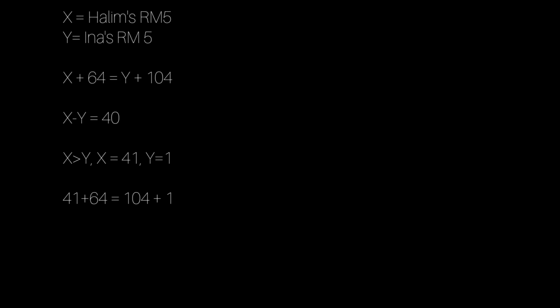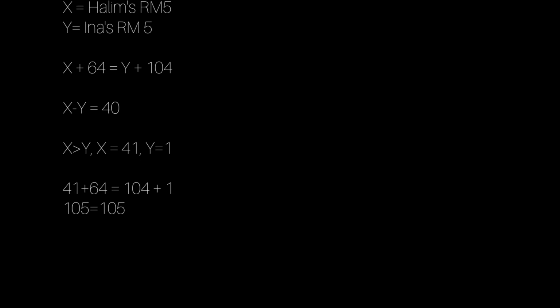So it becomes 41 plus 64 is equal to 1 plus 104, as x, which is the highest possible outcome, will be equal to 41 and y, which is the lowest possible outcome, will be equal to 1. By adding on both sides of the equation, we get the answer 105. Now we know that both Halim and Ina have 105 antique notes.